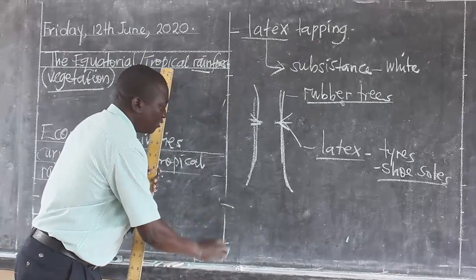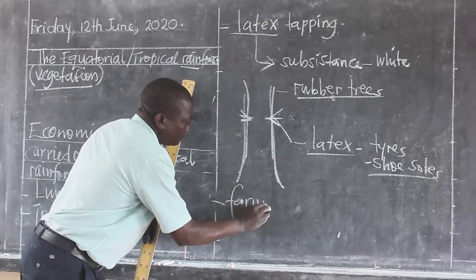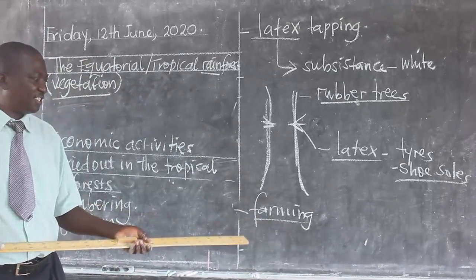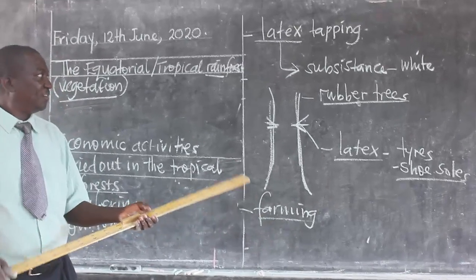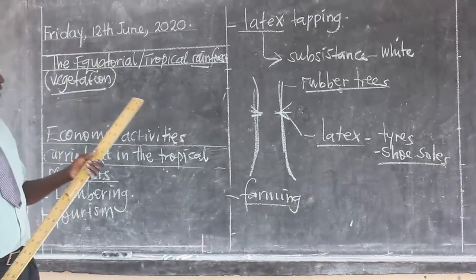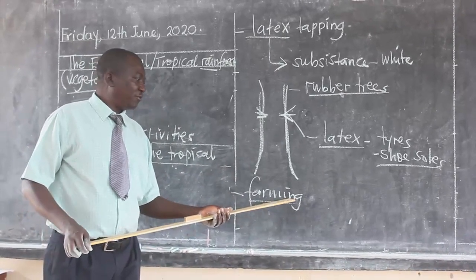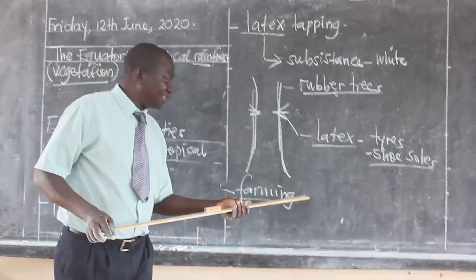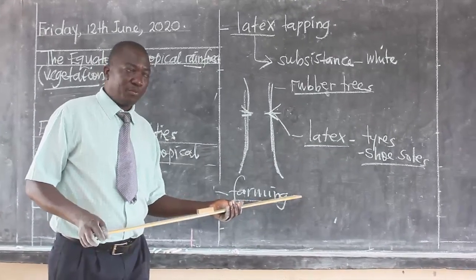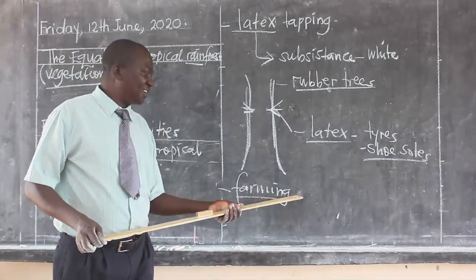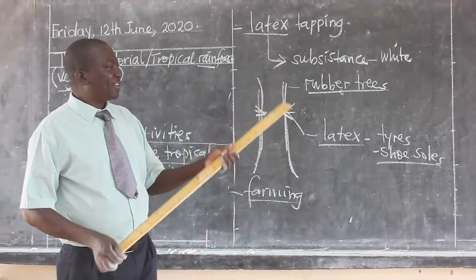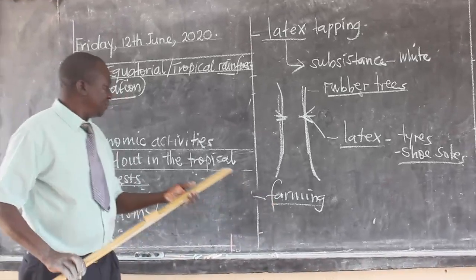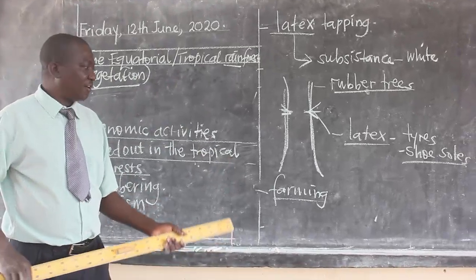Then the other one is also farming. Why are we saying that farming is one of the major economic activities within this region? We remember very well that the area receives a lot of rainfall throughout the year. So this rainfall favors these people to carry out crop growing. I'm emphasizing crop growing because animal keeping becomes very difficult because of the thick vegetation around there.